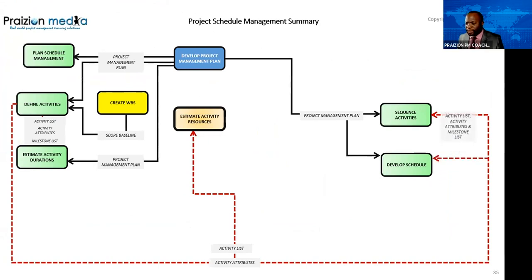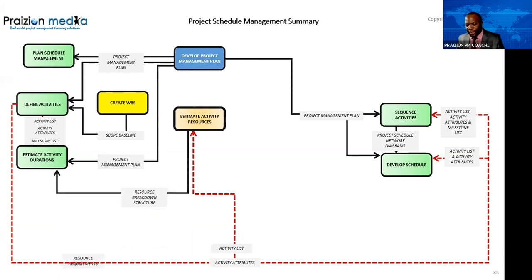All right. So still in this vein, the activity list, activity attributes, and milestone list, they go to sequence activities, and the activity list and activity attributes are also taking a trip to develop schedule. You've got to remember that. Okay, so I'm not showing you all of the interchange, but I'm showing you that the activity list and activity attributes, don't forget those, okay, because they go to a number of places. Project schedule network diagrams comes from sequence activities, and it goes into develop schedule.